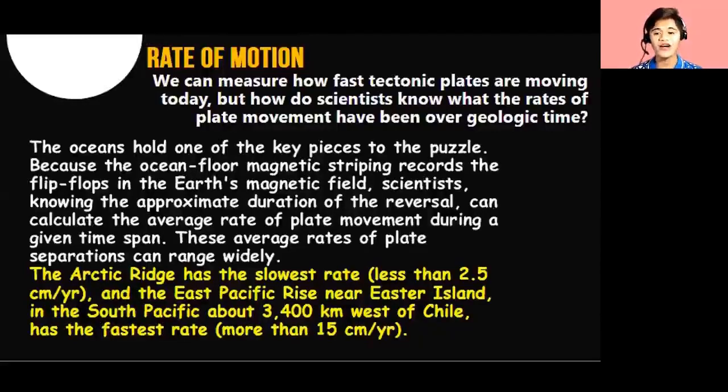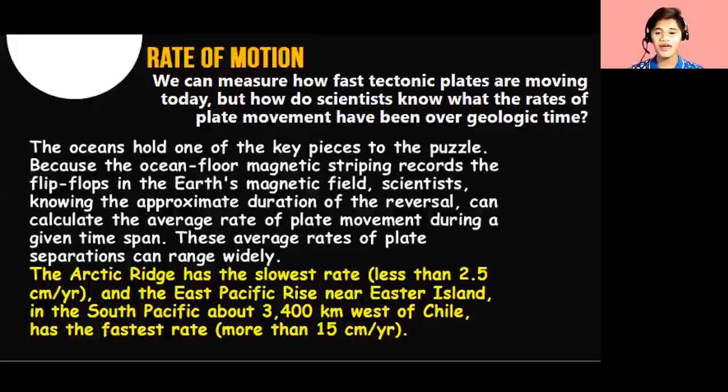These average rates of plate separation can range widely. Did you know that the Arctic ridge has the slowest rate, with less than 25 centimeters a year, and the East Pacific Rise near Easter Island in the South Pacific, about 3,400 kilometers west of Chile, has the fastest rate, more than 15 centimeters per year? Don't worry, we won't be computing them in this course. Plates move at about the same rate as human fingernails grow, like a few centimeters a year.